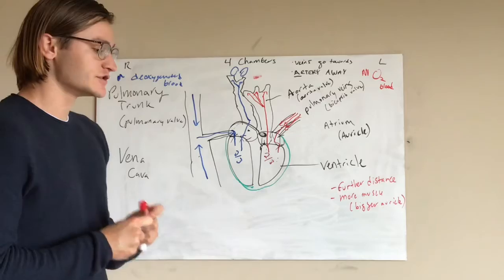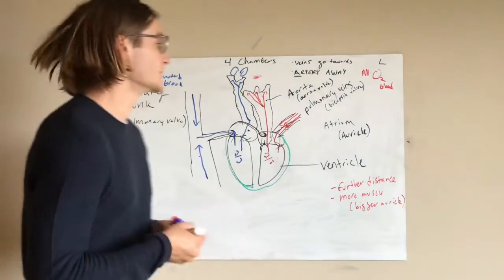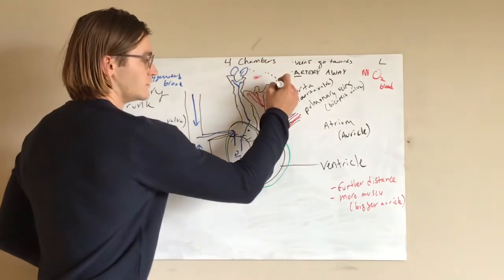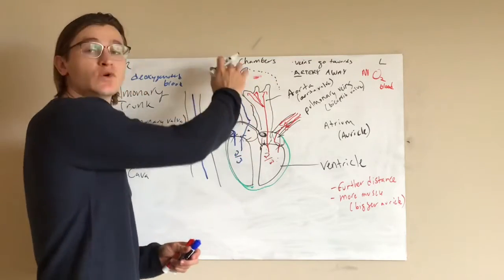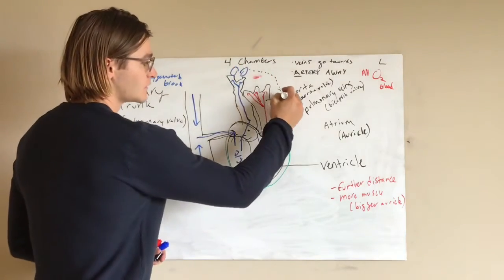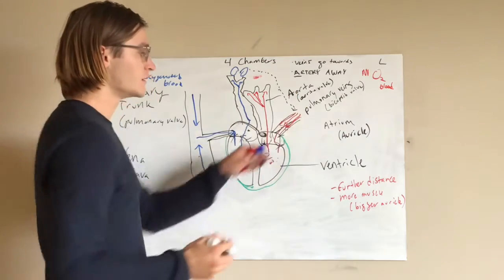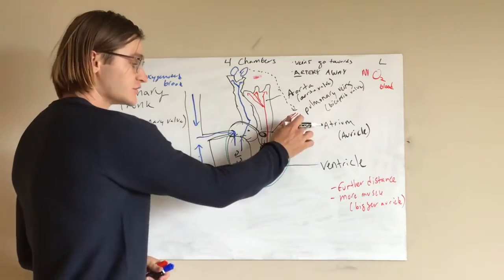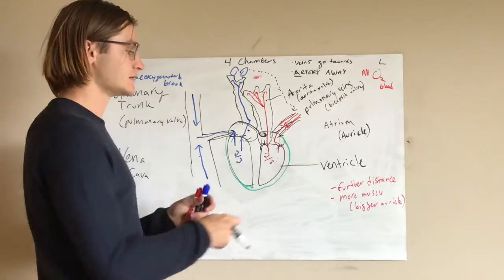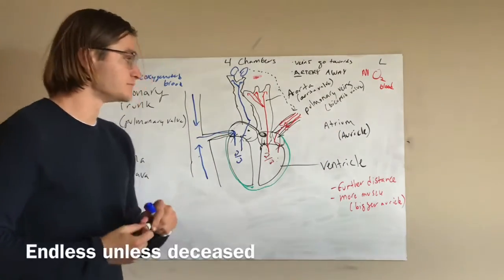And then when it's oxygenated, it's going to go, you guessed it, so this is our pulmonary trunk, which is an artery. It's going away from our heart towards our lungs, and it's going to come back to the heart in the pulmonary veins, oxygenated now, and it's going to repeat this cycle. It's almost an endless cycle.